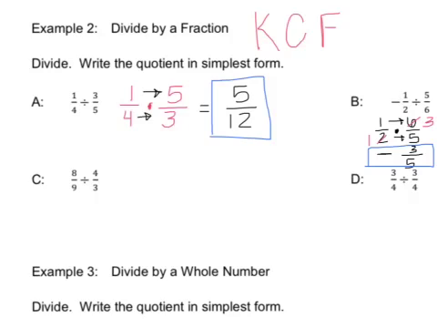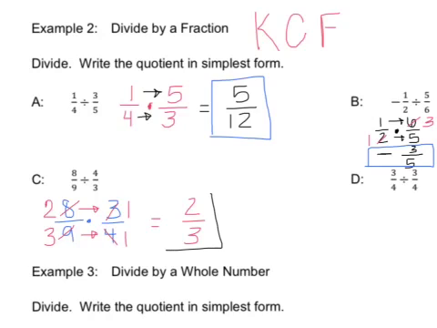Okay, so C, same idea again. So keep the first one, change to multiplication, flip the second one. Then you should have reduced, so this could become a 2, and this becomes a 1. This will become a 3, and this will become a 1. So then if we multiply straight across, you should have ended up with 2/3 as your answer. I hope that's what you found. Okay, and then D is the same idea. So keep 3/4, change to multiplication, flip the second one.